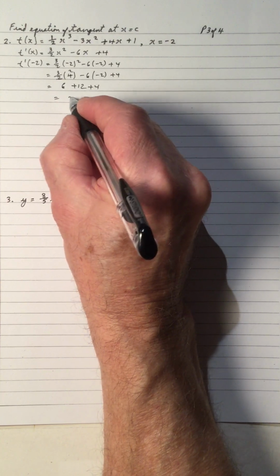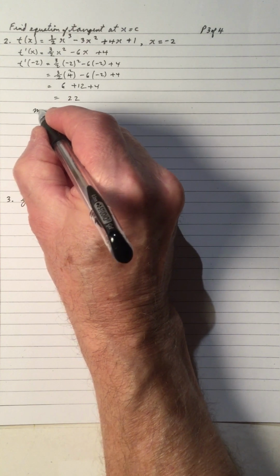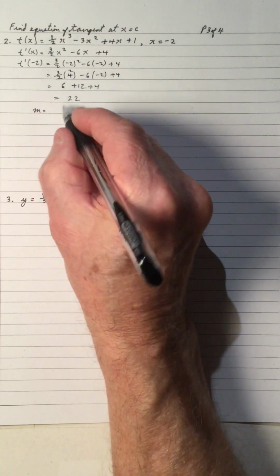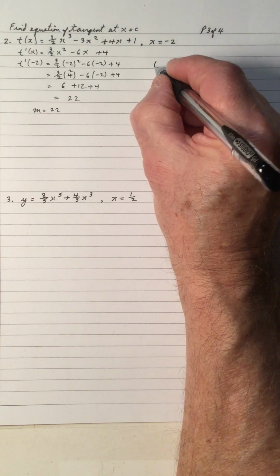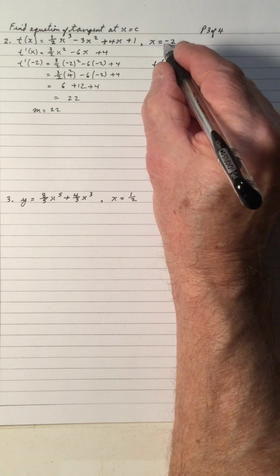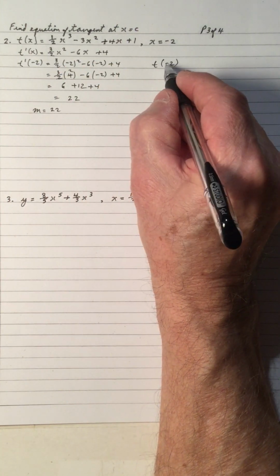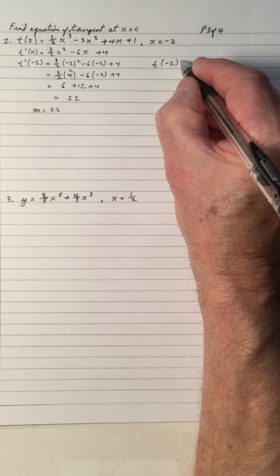18, that's 22. So the slope of the tangent, which is the derivative at negative 2, the slope of the tangent is 22. Now we'll do t of negative 2. So we're going to find the x value is negative 2. Let's find the t of negative 2, which is the y value.